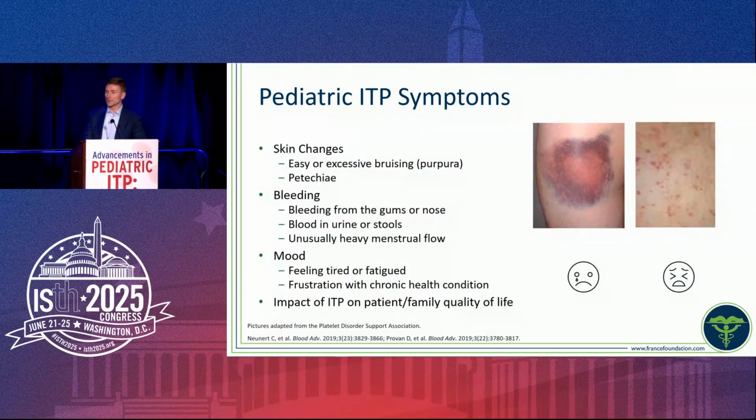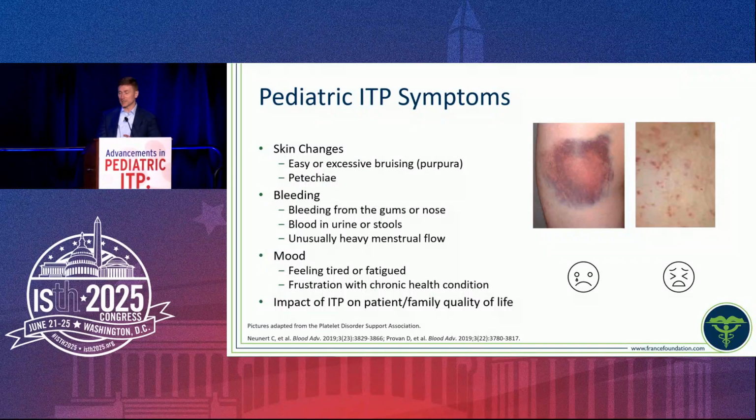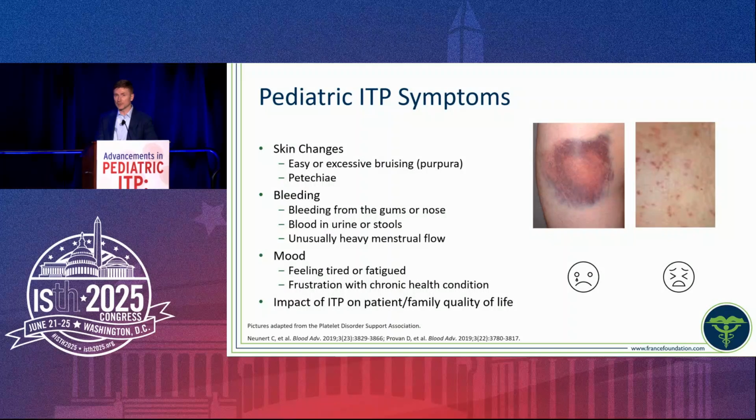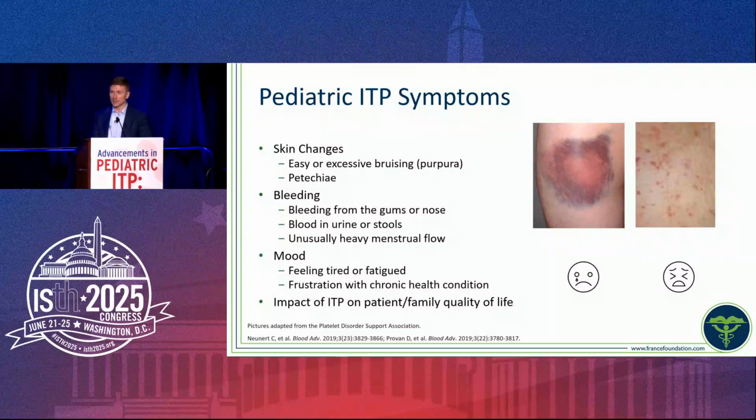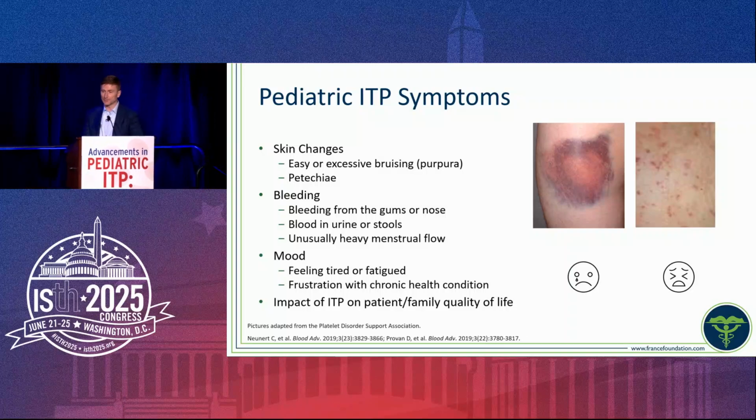We're very familiar with common pediatric ITP symptoms. You can see here some skin changes such as bruising and petechiae. Most commonly there's mucosal bleeding, so epistaxis, blood in the urine or stool. Heavy menses is also quite common in adolescents. We're most concerned about bleeding intracranially, but that thankfully is very rare.